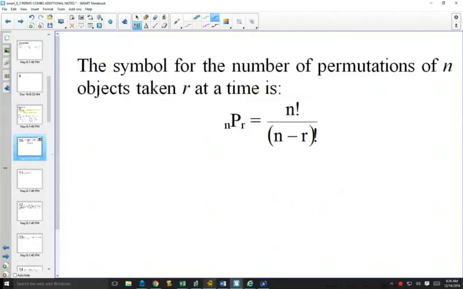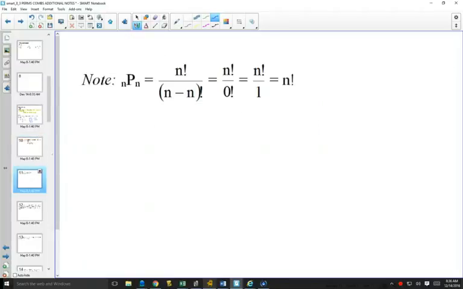There's our formula for the number of permutations taken r at a time. So if we were looking at some special cases, if you had nPn, which is all the objects arranged in a row, like we did with ABC, then the formula just simplifies to just be n factorial. And when we use the formula, though, in this case, we do get a 0 factorial. And we remember from before that we defined 0 factorial as 1.